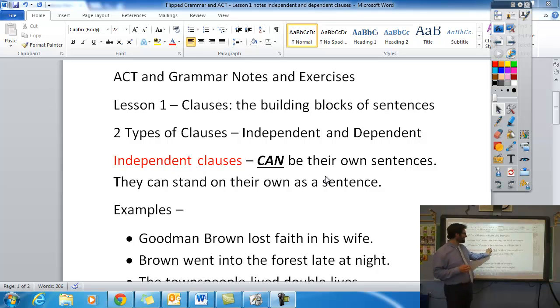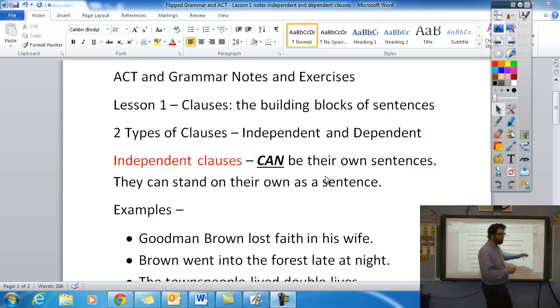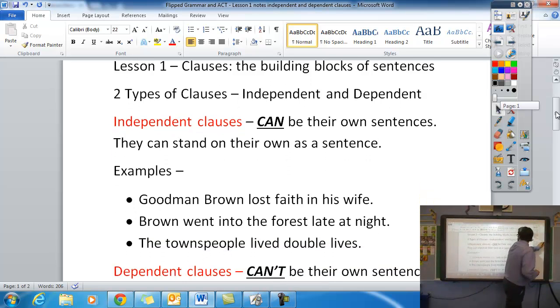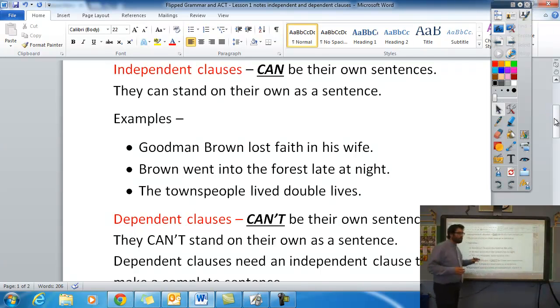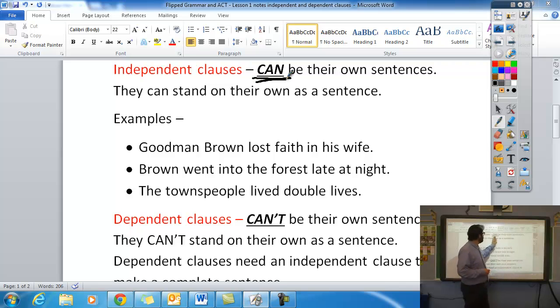So let's jump right in. Let's talk about our two different kinds of clauses. Like I said, we've got independent clauses and dependent clauses. So let's start with independent clauses. The important thing to understand about independent clauses is they can be, this is the important word here, their own sentences. They can stand on their own as a sentence. They have a subject, they have a verb, and they express a complete thought. So an independent clause can be its own sentence, okay?